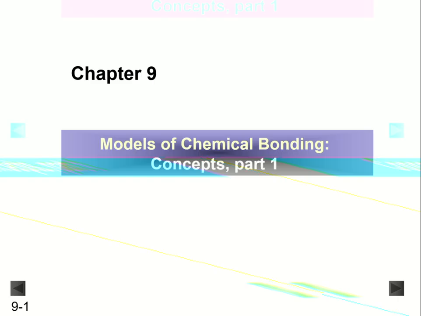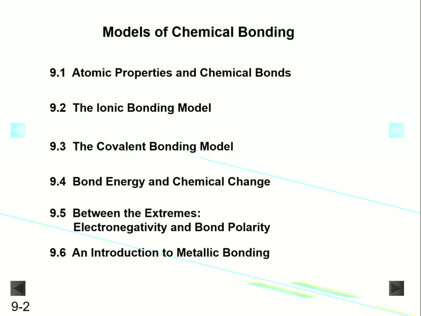In this video, we begin our study of Chapter 9, where we'll look at models of chemical bonding. We'll first look at atomic properties and relate what we've learned in our previous chapters to chemical compounds. We'll look at ionic bonding and covalent bonding and metallic bonding. And along the way, we'll discuss something called electronegativity and the spectrum of behavior from ionic to covalent to metallic to ionic bonding.